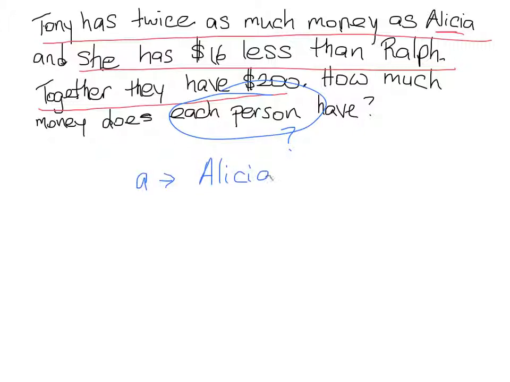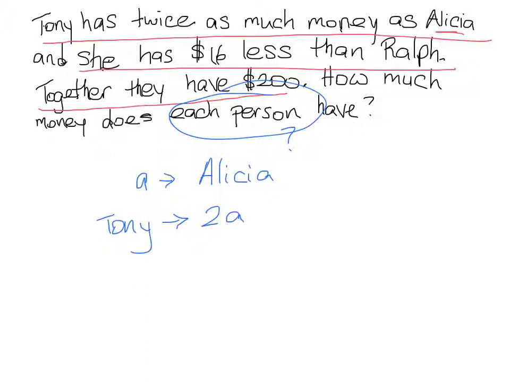All right, so once we've figured out that our variable is Alicia, now we can go ahead and look at all the things that we know using our variable. So again, we know that Tony has twice as much money as Alicia. So Tony, therefore, has twice as much money as Alicia. He has 2A.